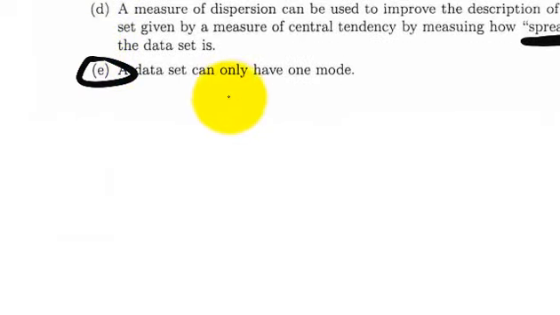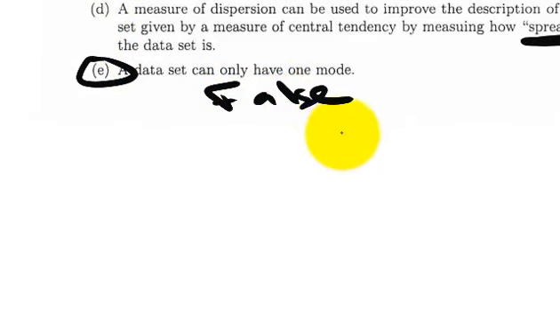A data set can have only one mode. Well, this is the one that's false. A data set can have one mode. It can have more than one mode. It could have no mode. And in fact, you can have any sort of mode here. So you can have more than one mode. You can have no mode. So this is the one that is false.